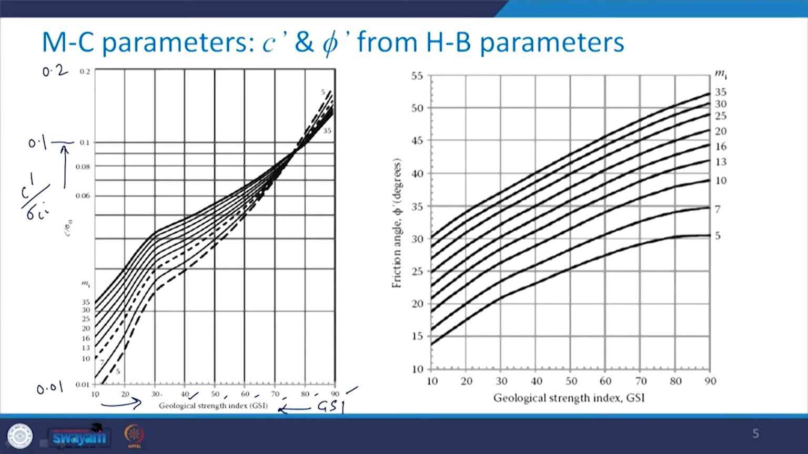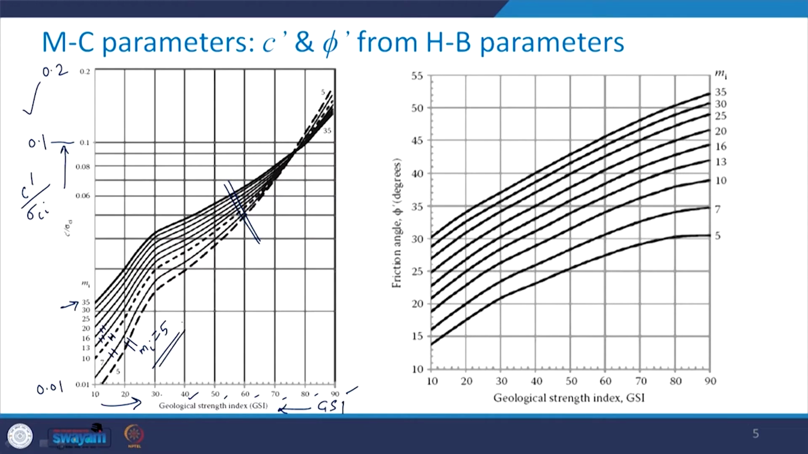Then you can see some series of these curves. These correspond to the curve related to various values of mi. For example, this first dotted line corresponds to mi equal to 5. The next one is for 7, then for 10, 13, 16 and so on, it goes up to 35. So, how to make use of this? You know what is the GSI for that rock mass. Then from the intact rock property, you know what is this parameter mi for that rock.